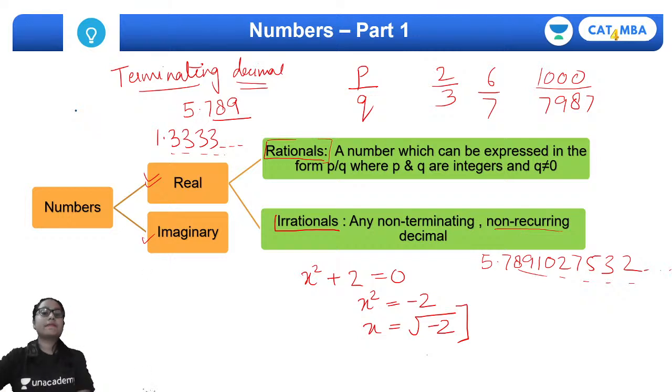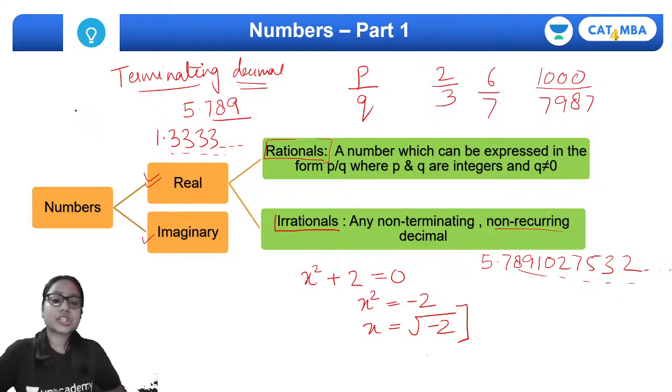So the definition of an irrational number is that any non-terminating non-recurring decimal is known as an irrational number. And terminating and recurring decimals come under the category of rational numbers. I hope the definition of rational and irrational is clear.